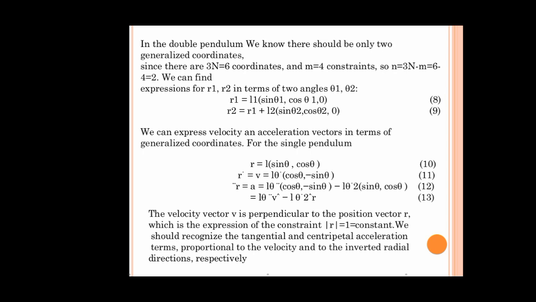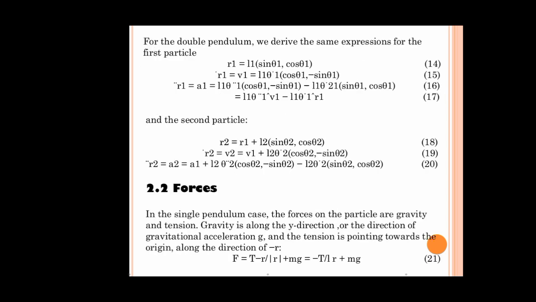So the velocity becomes perpendicular to the position vector r, which is expressed on the constraint r equal to l, constant. We should recognize the tangential and the centripetal acceleration terms, proportional to the velocity and to the radial direction, respectively. So we can move to the slide. For the double pendulum, it is the same equation.